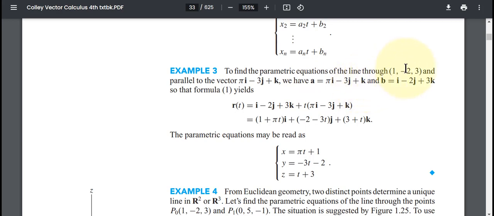So let's just make sure that it goes through this point. I don't want to check that it's parallel to this, but let's at least make sure that it goes through this point. So how do we do that? We just want to find that there's a t that will generate this point. So some t that when we put it into here will give us this x, some t that when we put it into here will give us this y, and some t that when we put it into here will give us this z. Maybe I don't want to do that.